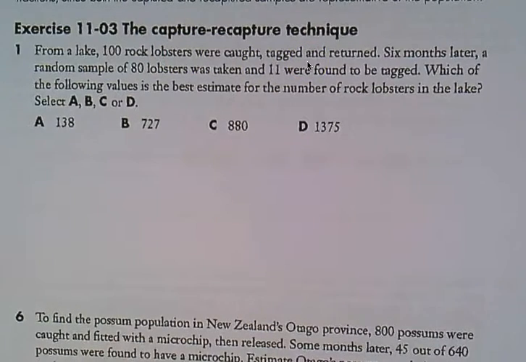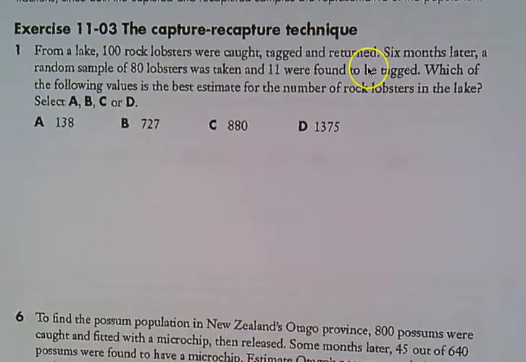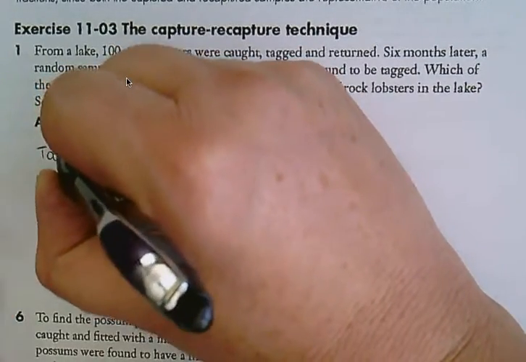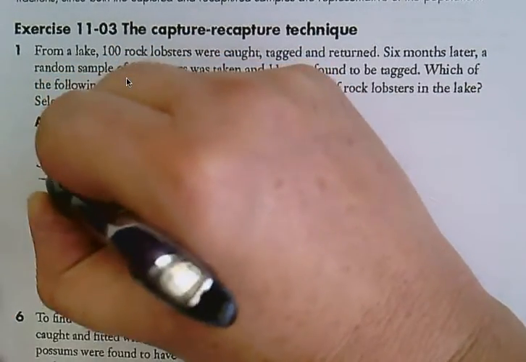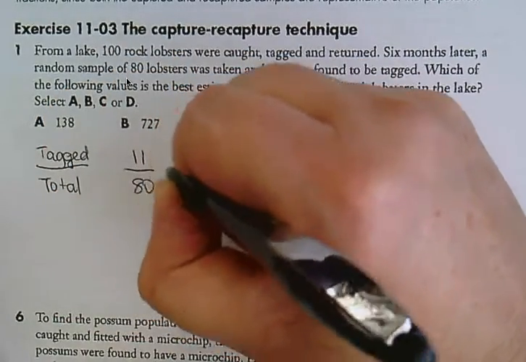Of course, there's more than 100 lobsters in the lake. They came back 6 months later and took a sample of 80 lobsters and found that 11 were tagged. So let's look at the second sample. How many are tagged out of the total in the second sample? 11 out of 80. So I've got tagged over the total. It's always tagged over the total. I know that that's 11 out of 80.